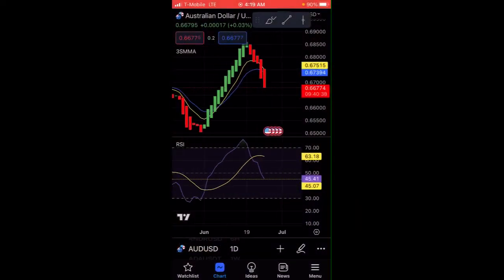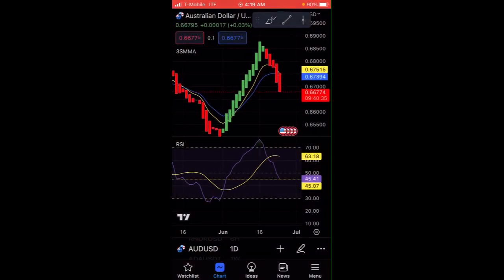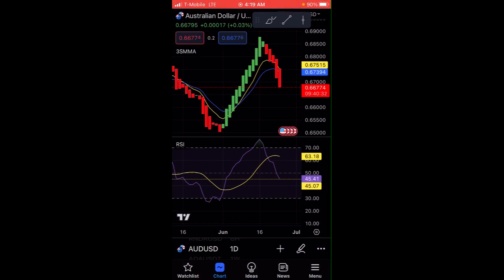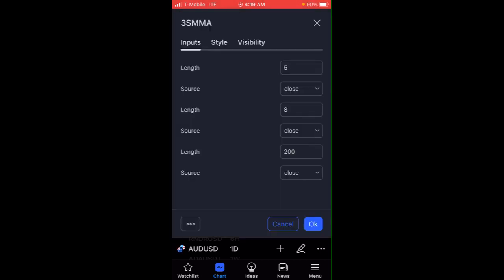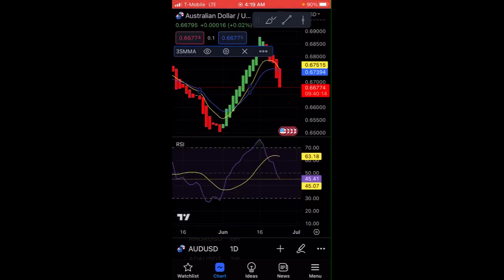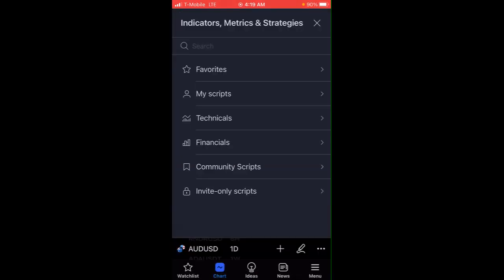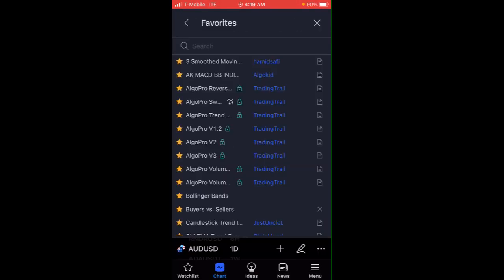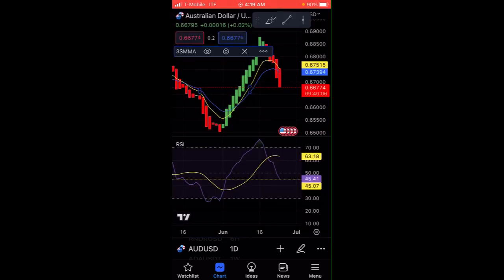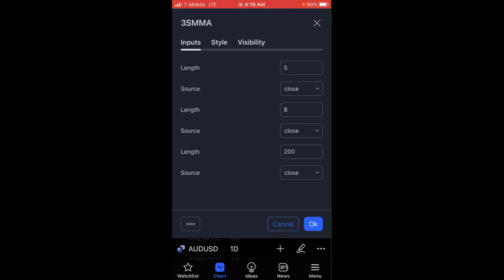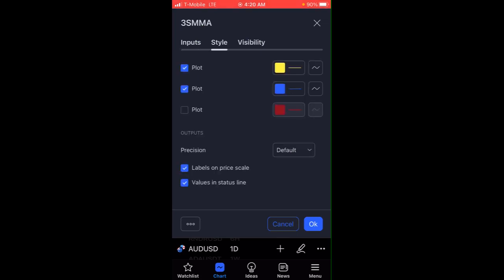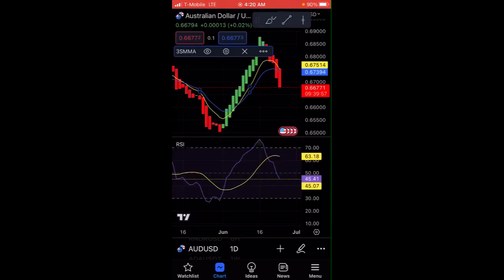Okay, this strategy is really easy to understand, and like I said, it only takes about 5 minutes to understand. Like I mentioned in yesterday's video, you want to make sure you get the 3S MMA indicator and set it to 5 and 8. If you go to your indicators, it's the 3 smooth moving averages. You just change it to 5 and 8, and you don't really need the third one, but I do it so there's less clutter on the screen.